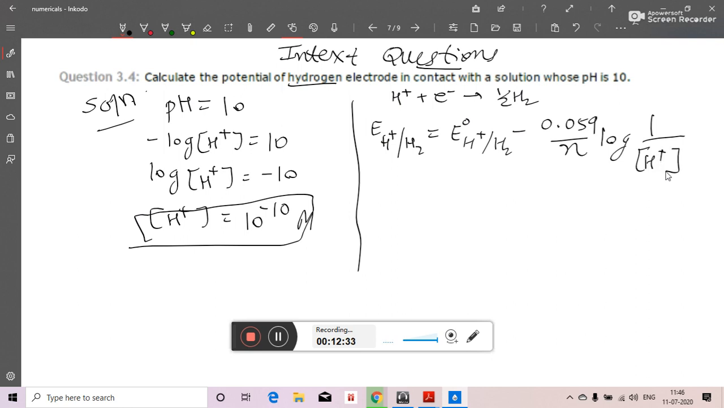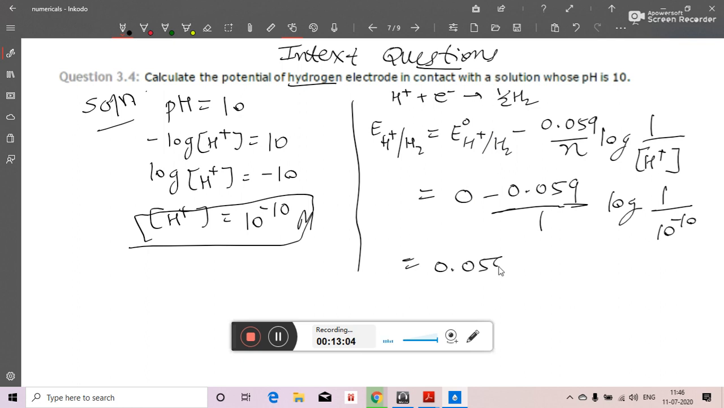So that is equal to, now E naught of H plus H2 is 0. Okay. Minus 0.059 and number of electrons gained or lost in the denominator is 1. Log of 1 upon concentration of H plus is 10 raised to minus 10. Now if we remove this negative sign, then this ratio will become reciprocal. So we will get 0.059 log of 10 raised to minus 10, when it will go in the numerator, 1 will go in the denominator. So log 10 raised to minus 10.